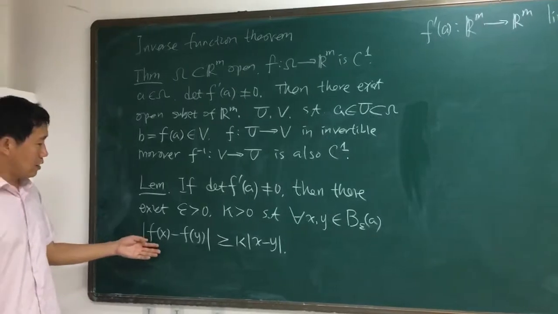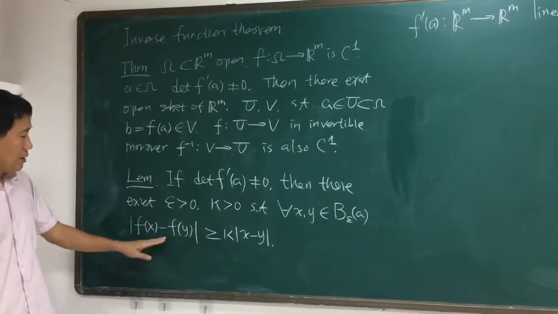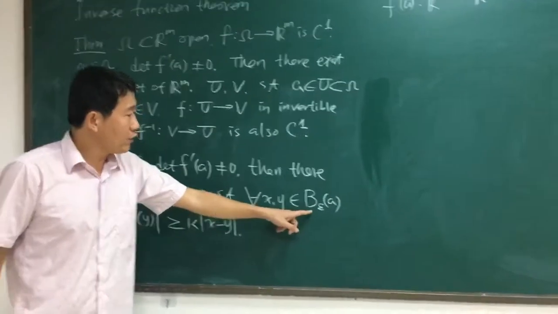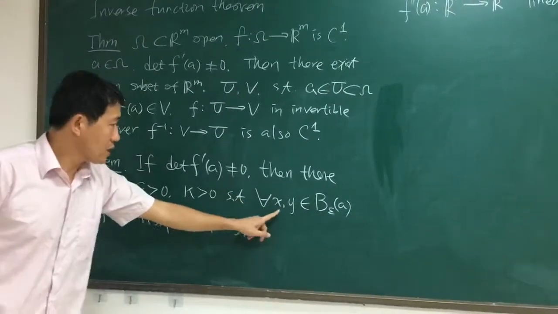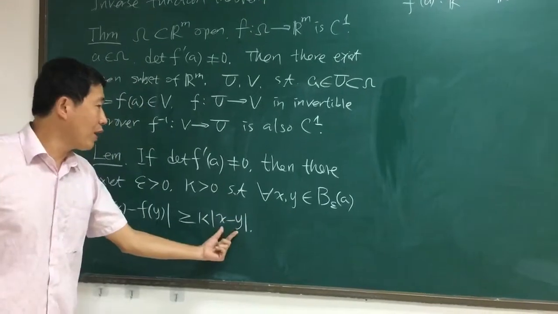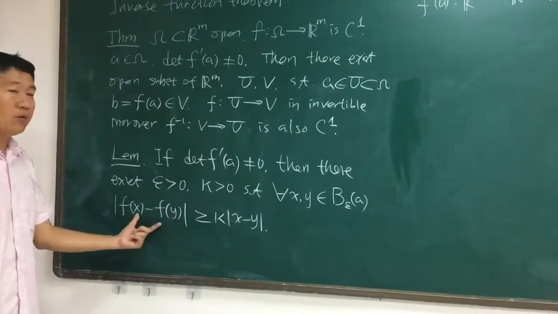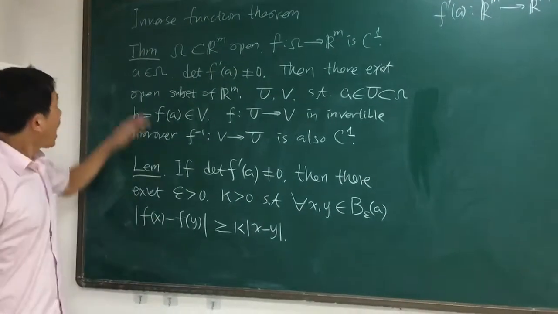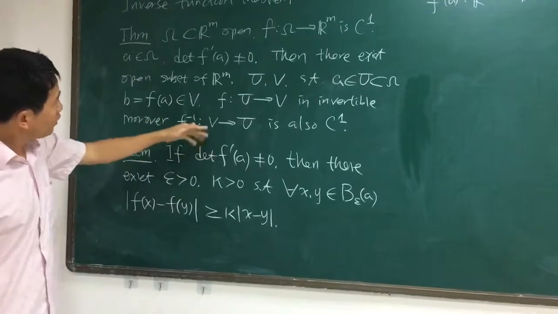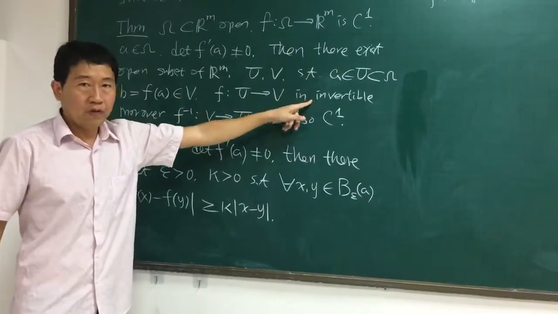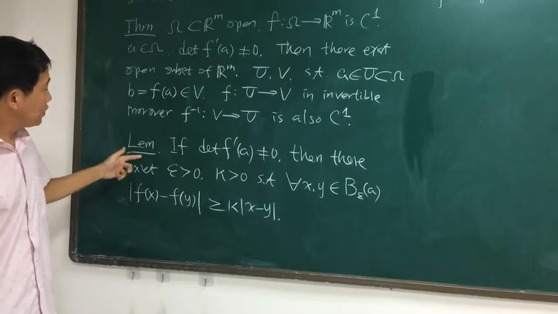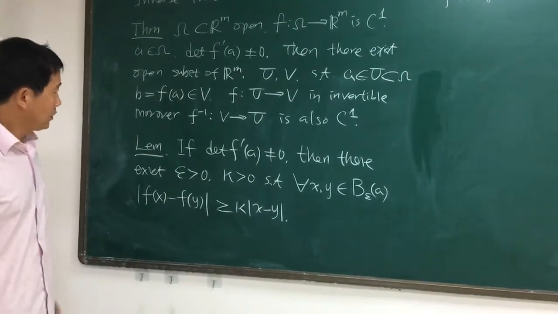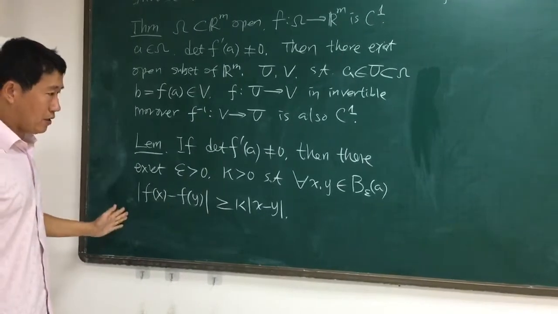Let us look at this consequence. Obviously, this means that f is injective on this small ball, because for different x and y in this ball, f(x) could not equal f(y). So f is injective on this ball. Our theorem wants to show that f is invertible. Firstly, as a consequence of this lemma, f is injective. Okay, so we prove this lemma.